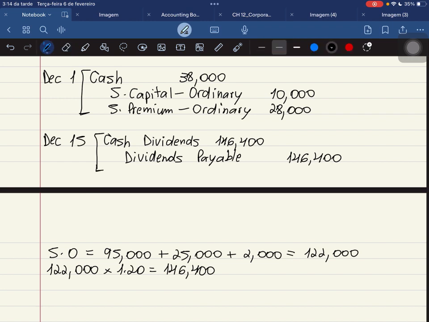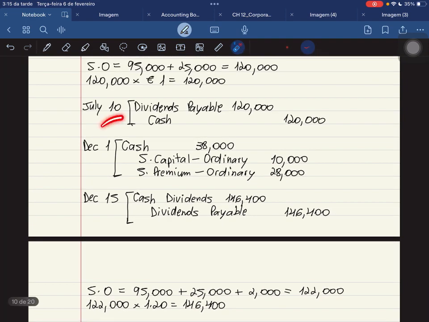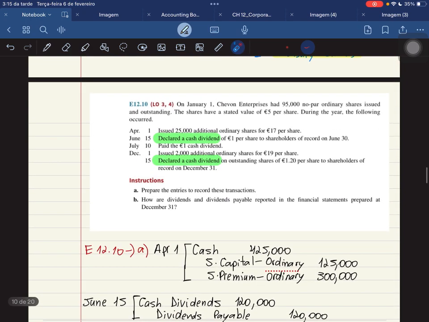What if they said, okay, we paid that dividend? What would you do? Well, you would have this entry, right? This is the paid dividend entry. So you would have dividends payable of 146,400 and cash from the same value. Okay, let's see letter B.